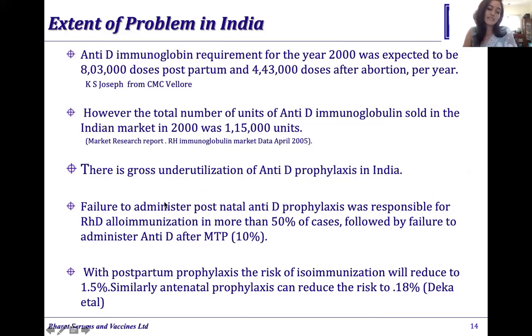The major reason can be attributed to the failure to administer postnatal anti-D prophylaxis, in almost 50% of those cases, followed by a failure to administer anti-D after MTP. So still a lot of ground to cover. With postpartum prophylaxis, the risk of isoimmunization will reduce to 1.5%. And further, if we give routine antenatal anti-D prophylaxis, that can reduce the risk to 0.18%. So this gap is something that we can still aim to bridge.